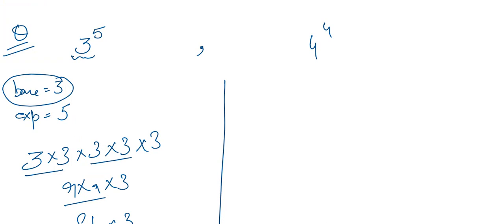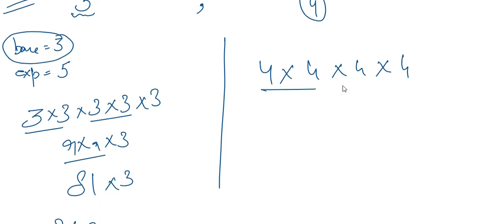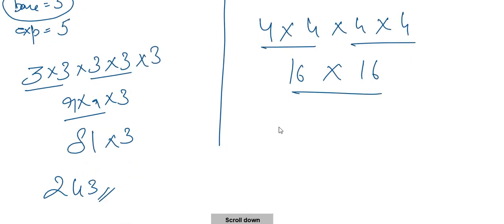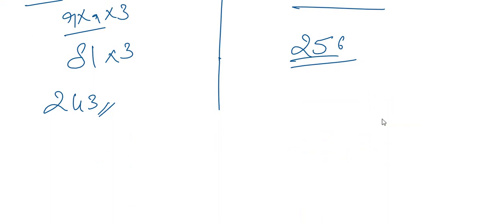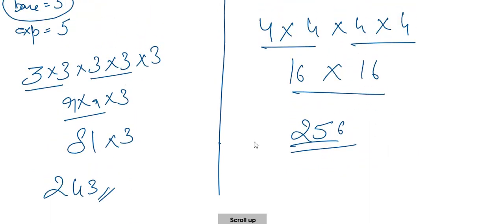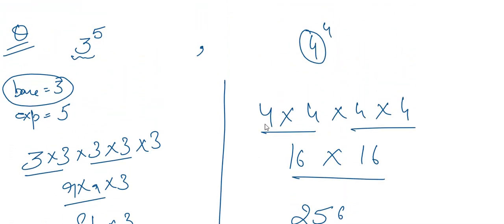For 4 raised to the power 4, I would be multiplying my base, which is 4, four times. So 4 cross 4 cross 4 cross 4. On simplification, 4 cross 4 gives me 16. So 16 cross 16 I would be having. 16 cross 16 is 256. Okay, so you are getting the same results. Nice, you are getting ahead. That's pretty good. So this is how we determine basic exponents.